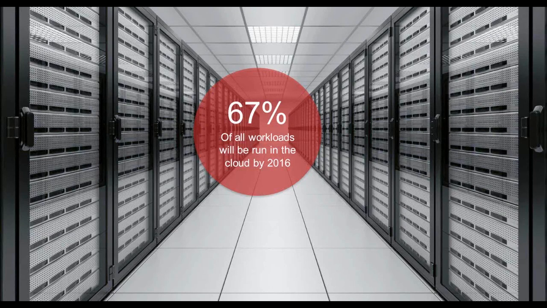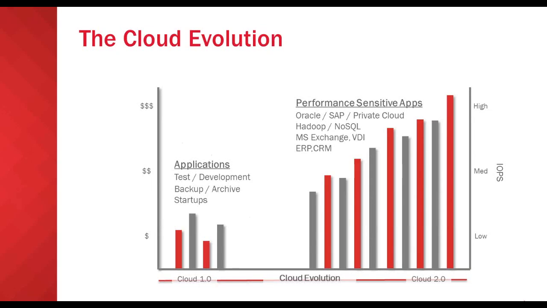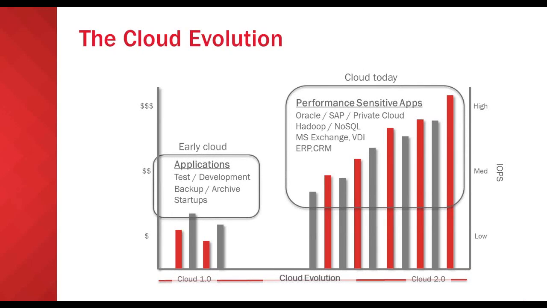Let's take a look at the cloud evolution and how cloud computing started and where it started. What we see here on the left is, most people began early on with test dev, backups, and archive, and also a lot of startups started using that cloud, the cloud 1.0. But as enterprises are looking to take advantage of that cloud value proposition, they want to move those high performance, those more behind the firewall applications into the cloud. And to do that, there's a few different requirements. The service provider, the cloud, needs to support high performance.